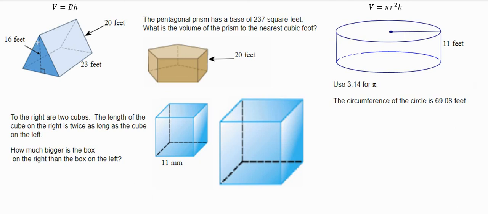So we're going to start with the question on the top left. We want to find the volume of that triangular prism. The base of this is a triangle, but we don't know how long across it is, so we're going to have to use the Pythagorean theorem just to figure out what part of that base is.